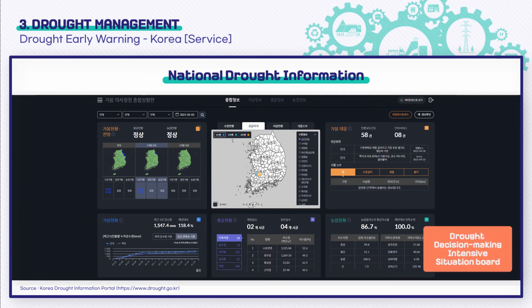To efficiently respond to droughts occurring in each region, there is a need for integrated information about droughts. This is why the National Drought Information Portal, an intensive drought situation board that combines, connects, and displays drought-related information, monitors the situation of droughts in each region and preemptively responds to droughts. Climate information and information on the current status of the operating dam and reservoir, drought early warning and drought-related reports are provided through the system, and the local government uses the system to respond to droughts.